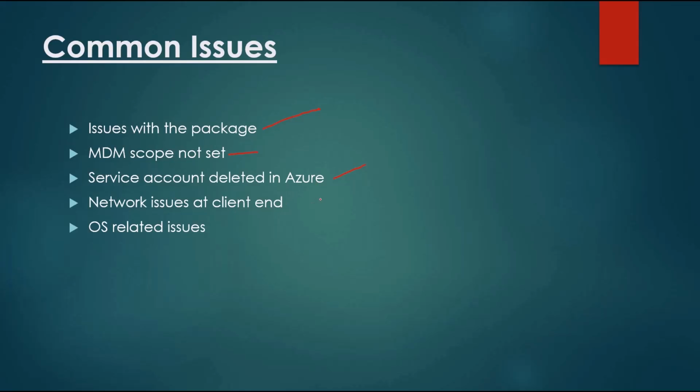Network issues at the client end. Well, obviously, if you're behind a firewall and you're running a provisioning package and the Intune endpoints or the Azure endpoints are not reachable, then the Azure AD join is going to fail, or Intune enrollment is going to fail. If the ports are closed, then obviously the same issue will happen. Those issues will happen irrespective of whether you are doing a manual enrollment or an enrollment via provisioning package. All those things which are applicable for a normal enrollment are applicable for a provisioning package as well.